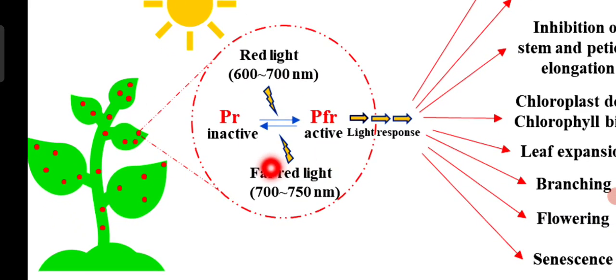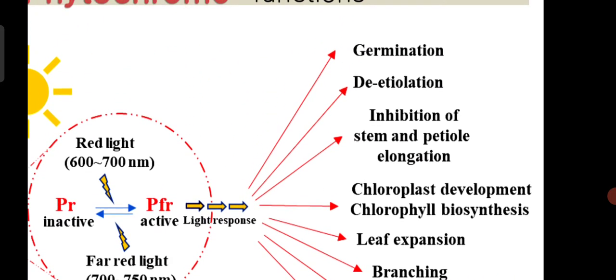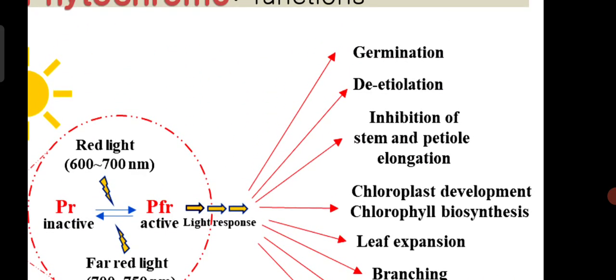Similarly, under the influence of far red light wavelength, it is ranging between 700 to 750 nanometer, this PFR again is converted into PR form. Okay. The ratio of these two, PR to PFR ratio, leads to some response. तो ये responses अलग अलग हैं. जैसे मैंने बताया आपको कि Phytochrome influences seed germination, de-etiolation. तो ये भी बहुत इम्पोर्टेंट चीज़ है.